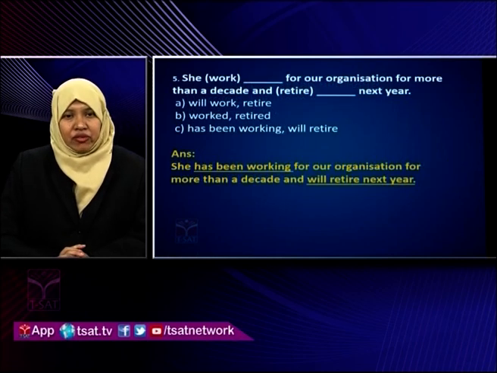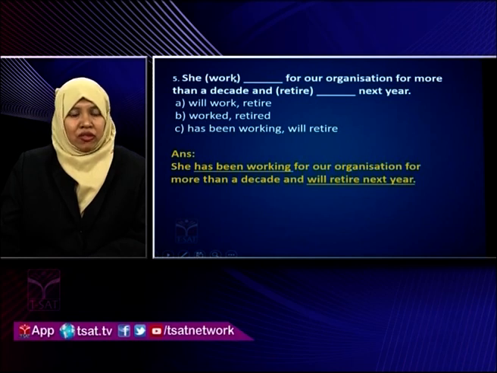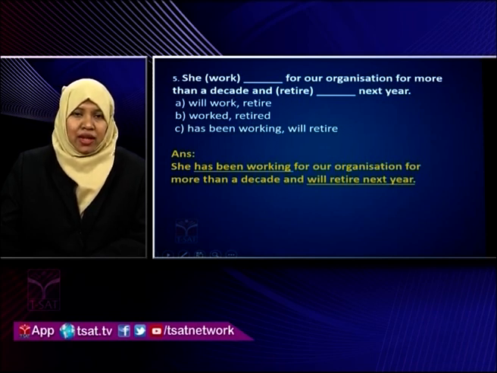Next, she dash for our organization for more than a decade and dash next year. Here in the bracket the words are work and retire. What are the options? Will work, retire, worked, retire, has been working, will retire. Now look for the clues here. She dash for our organization for more than a decade. Here more than a decade is there. That means she is still working.